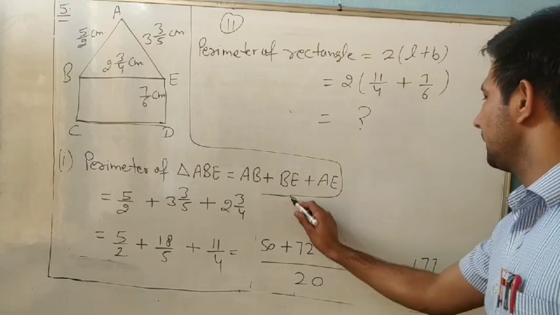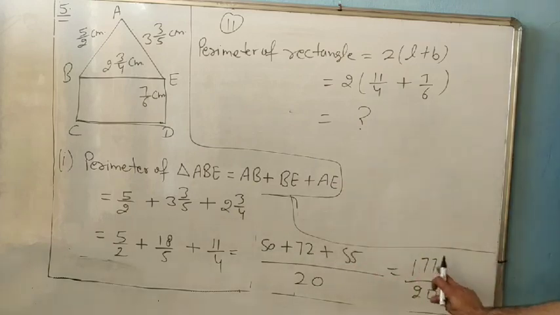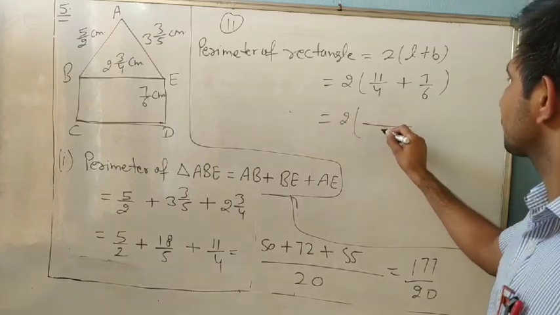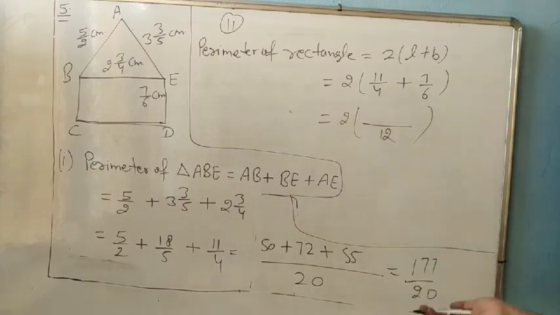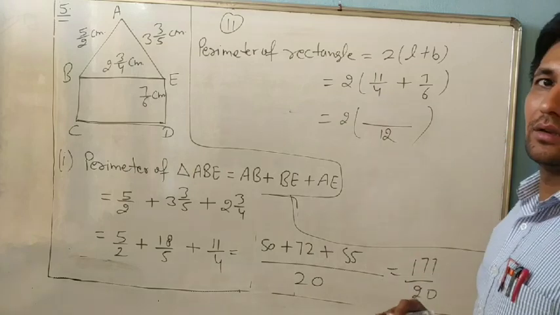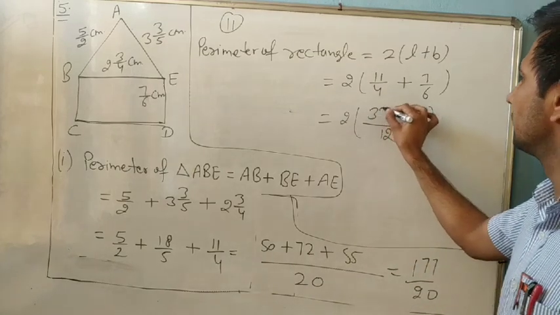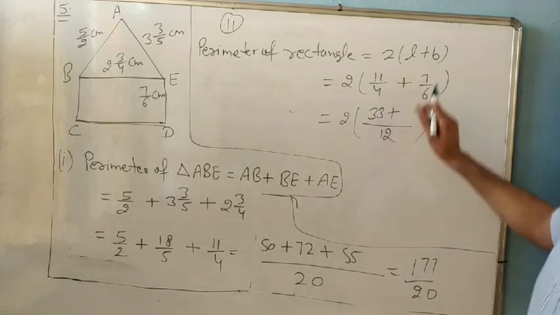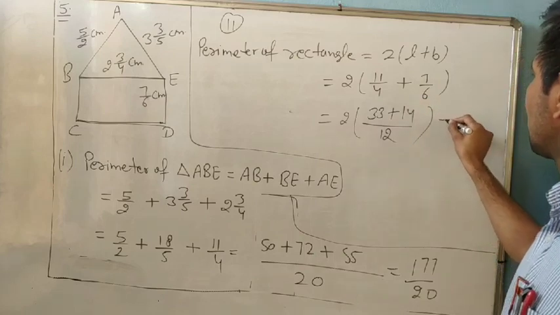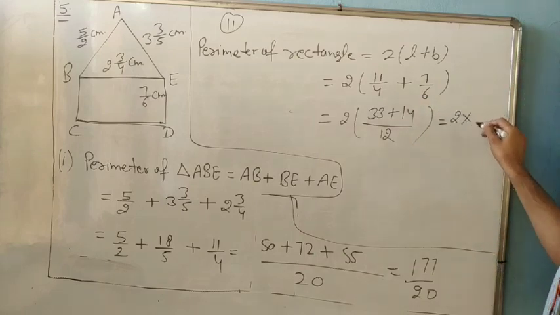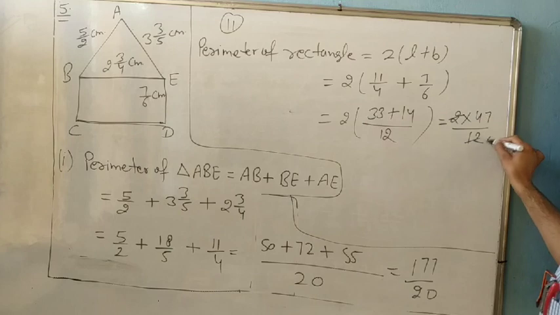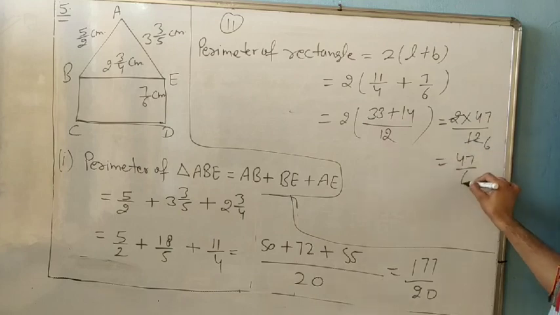So it is the perimeter of a rectangle. Same as it is. When you find it, 12 will be the LCM. Everyone knows how to add the fractions. 12 divided by 6 is 2, and 2 times 33 plus 14 comes to 47 by 12. 2 cancels 6, so it is 47 by 6.